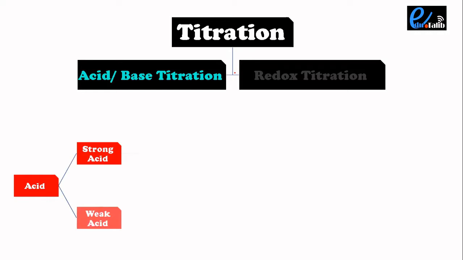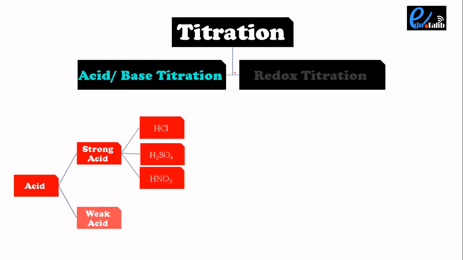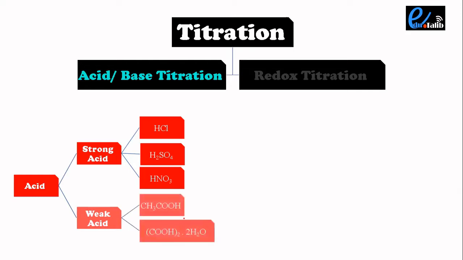The general examples of the strong acids are HCl, that is hydrochloric acid, next is H2SO4, that is sulfuric acid, and HNO3, that is nitric acid. The next category is the weak acid. Two basic examples of the weak acids are acetic acid and oxalic acid.